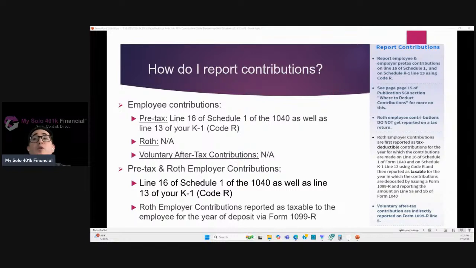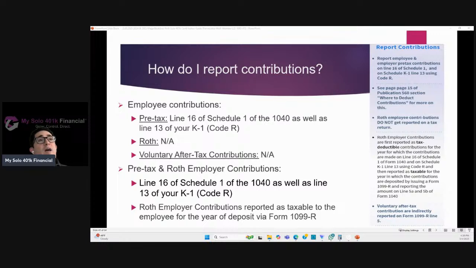So if that employer contribution that's being made on a Roth basis is deposited in 2025, but made for 2024, it will reduce the taxable income on the 2024 tax return, but then raise it on the 2025 tax return via that 1099-R issued to the employee. So that means they're going to have to add that as income for 2025. So it creates that unique situation where it's reported in different years.